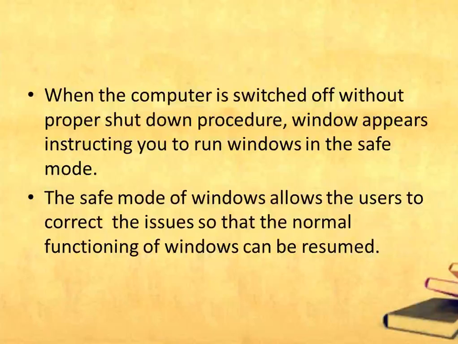The same explanation is given here. When the computer is switched off without the proper shutdown procedure, a screen appears instructing you to run Windows in safe mode. Windows asks the user to run in safe mode because the system was not shut down properly. The safe mode of Windows allows the user to correct the issues so that the normal functioning of Windows can be resumed.